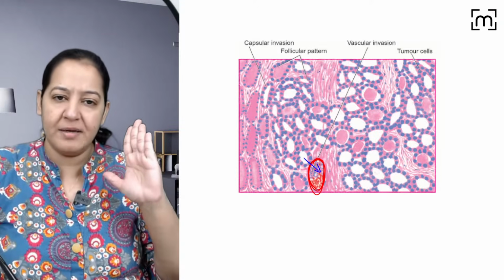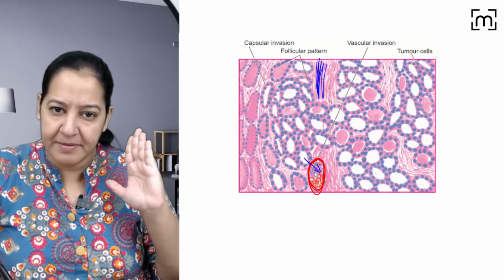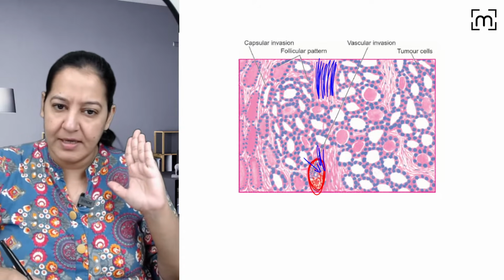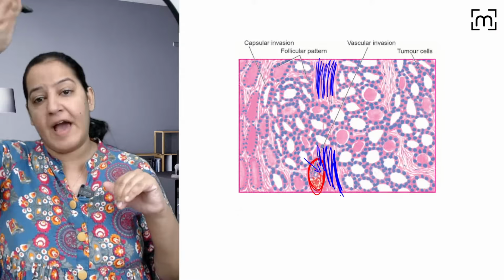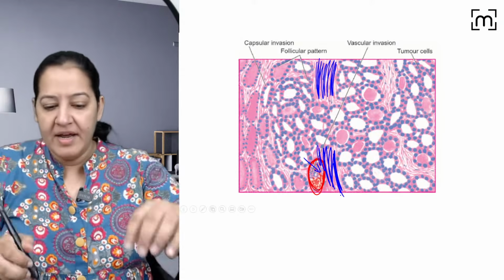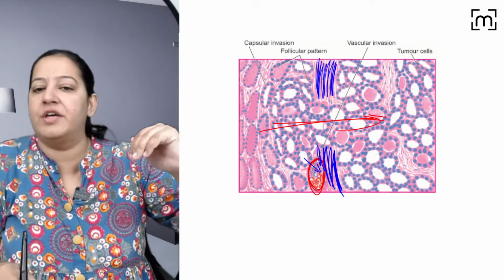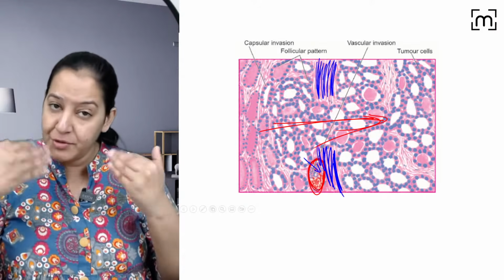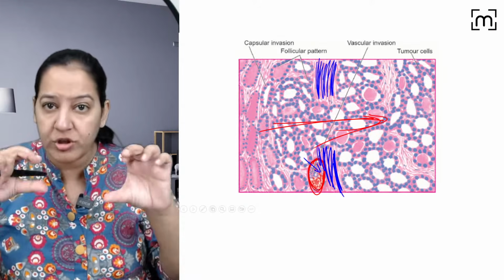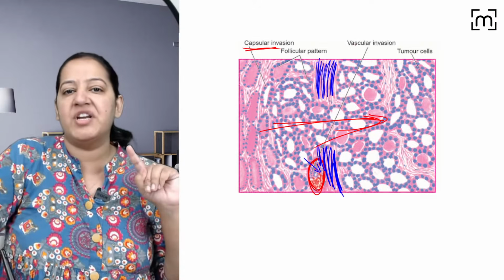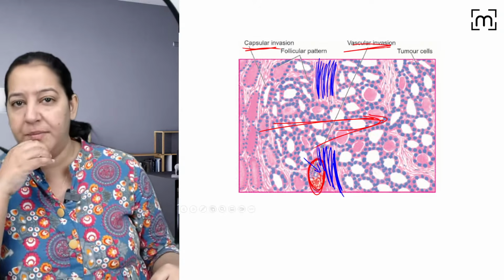And can you see this, what it is? The pink color fibers. Can anyone tell me what is this? It is the capsule of the gland. And can you see the tumor cells are going through the capsule from here to there, from here to there. So capsular invasion and vascular invasion both are shown here. They are very common. Give me a thumbs up.